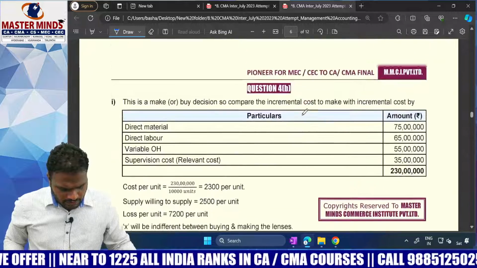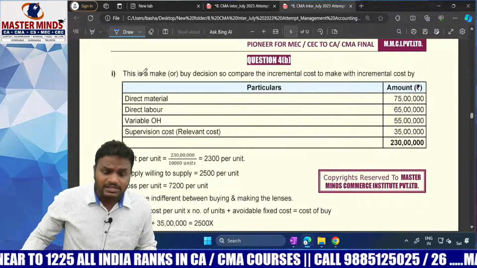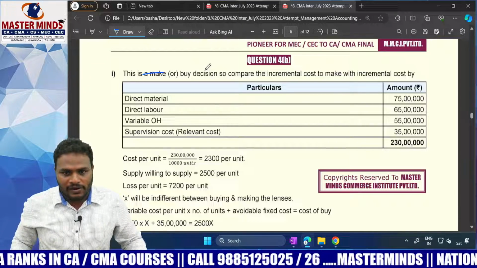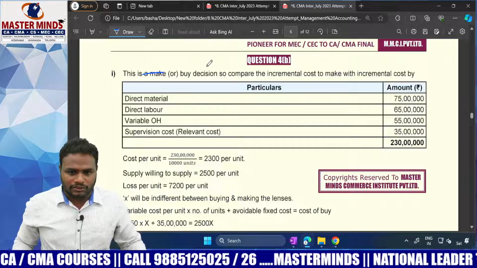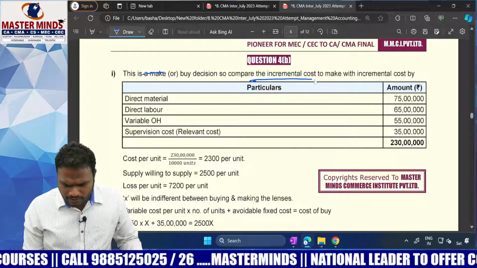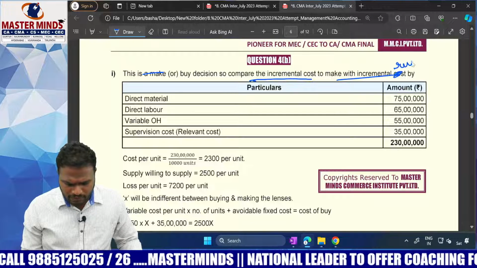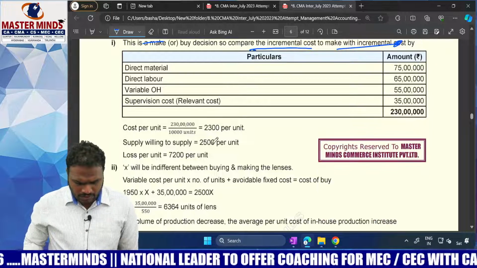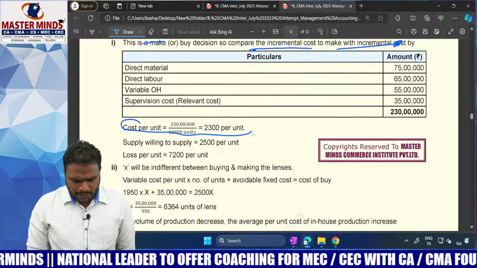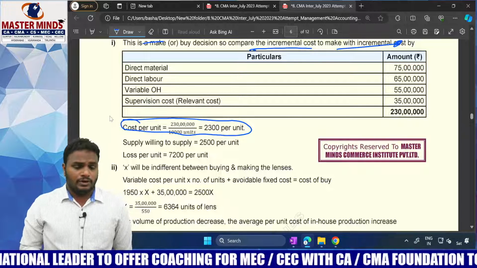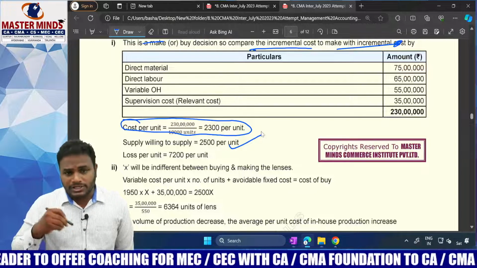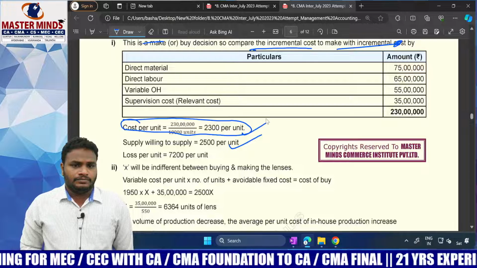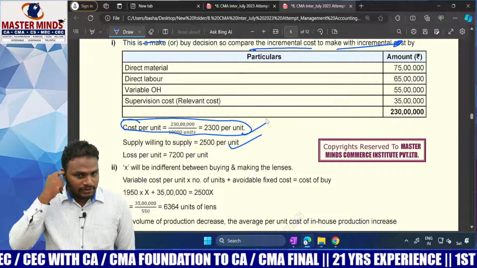Come to here. This is purely a make or buy decision, comparing incremental cost to make with incremental cost to buy. Now see here, sir, if we purchase it is 2500, if we produce it is 2300. Now what do we do? Which do we choose, purchase or manufacturing only?